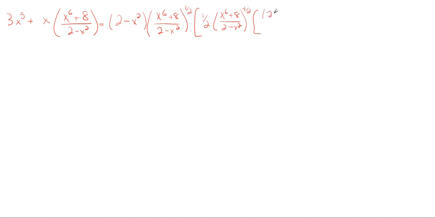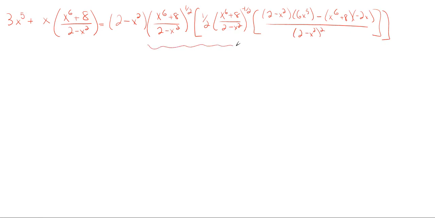So all of that multiplied by 2 minus x squared times x, or 6x to the 5th, and then subtracting off x to the 6 plus 8 times minus 2x, all of that over 2 minus x squared, squared, close off, close off. All right, so what we have going on here is this right through here.